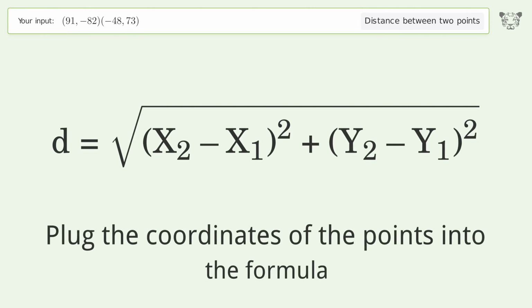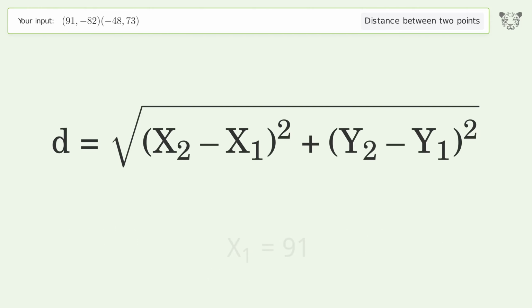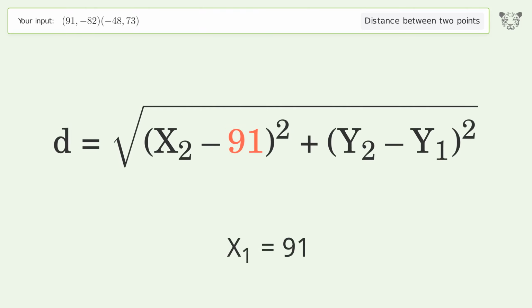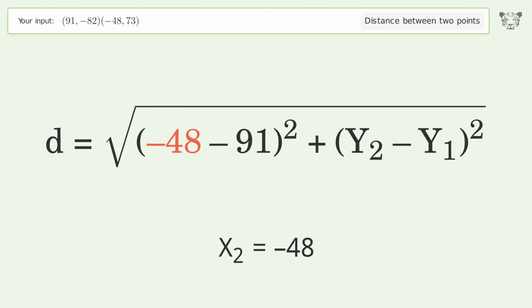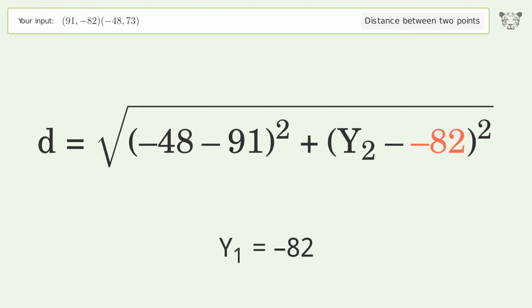Plug the coordinates of the points into the formula. x1 equals 91. x2 equals negative 48. y1 equals negative 82. y2 equals 73.